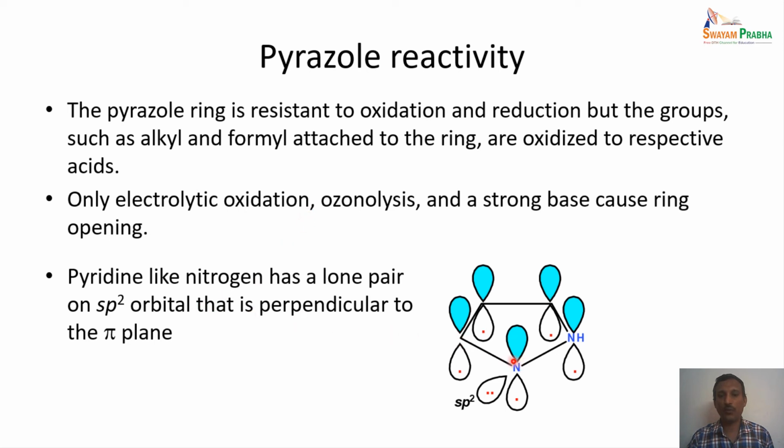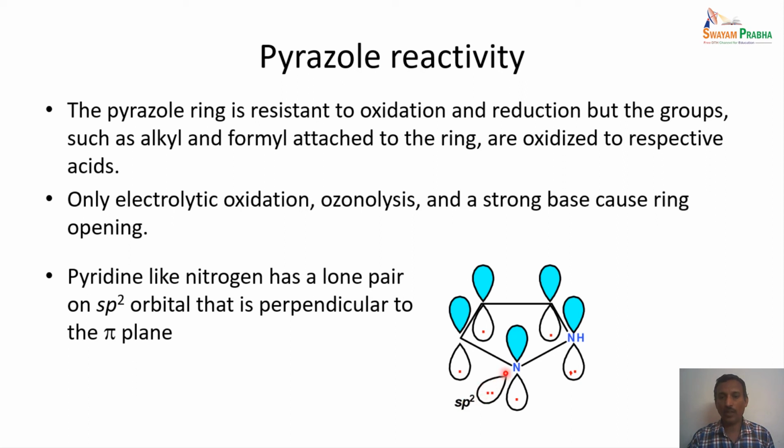We have seen two different types of nitrogen present here. This is the NH nitrogen, whose lone pair is shown in the p orbital. So there are 2 electrons from this nitrogen and 4 electrons from the other elements, forming 6 pi electrons for this pi system. And this other nitrogen has 2 electrons in the sp2 hybridized orbital.